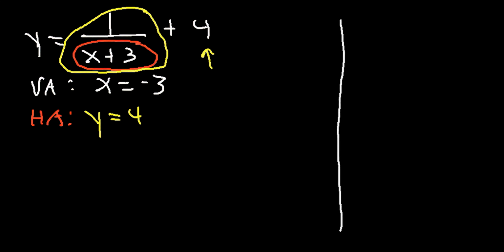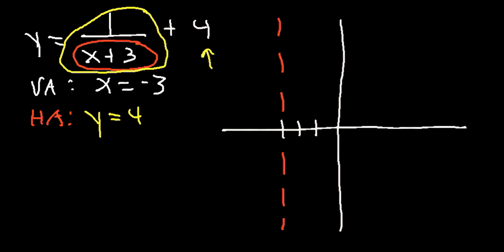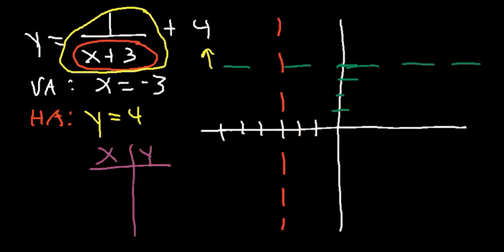So let's make our graph. The vertical asymptote is at -3. And the horizontal asymptote is at 4. And let's plug in some points. So I'm going to plug in 1 point to the right of -3. So that's going to be -2. And 1 point to the left of -3. That's -4. If I plug in -2, -2 plus 3 is 1.